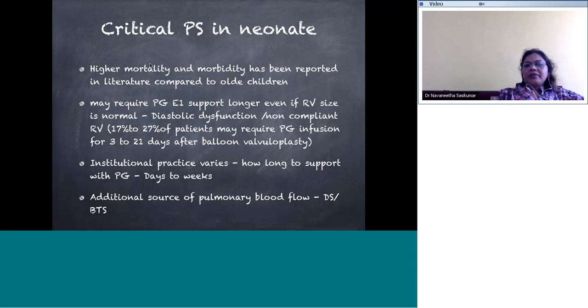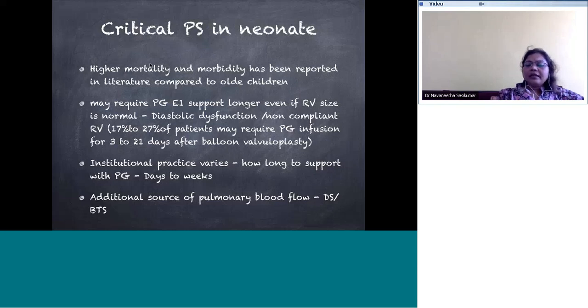So because of that, there can be right to left shunt through the PFO, and these patients might need support for longer. The institutional practice varies as to how long you will support with prostaglandin before you decide on an additional procedure to provide an extra source of pulmonary blood flow to maintain the oxygen saturation. The procedure, which is usually adopted in most centers, is either a ductal stenting or a BT shunt.